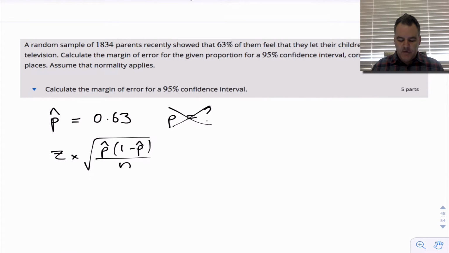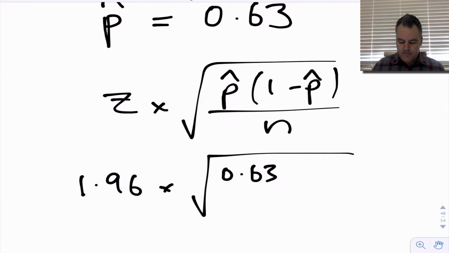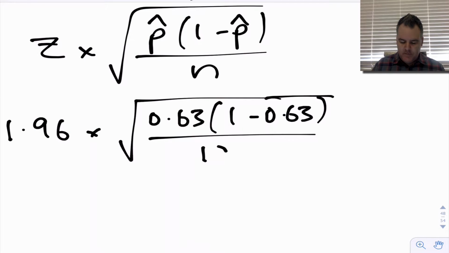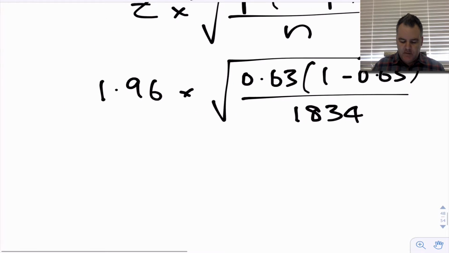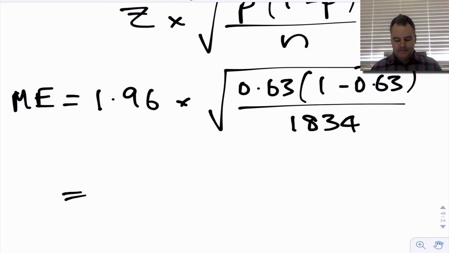So for a 95% confidence interval, we know that z is 1.96. We've got p hat. And we have got the value of n because we were told that 1834 was our value of n. So I'll just call that margin of error. Grab our calculator. And we get 0.0221 for our margin of error.